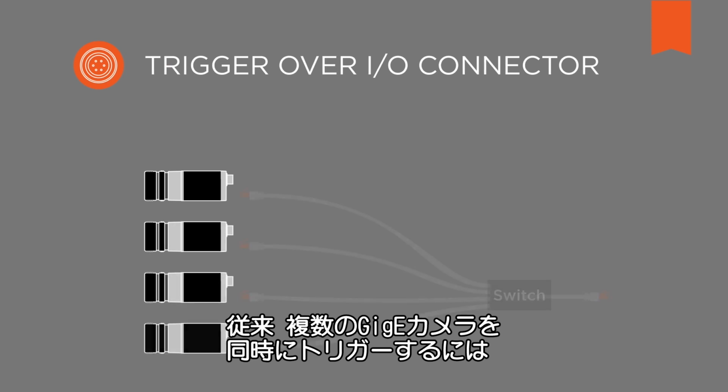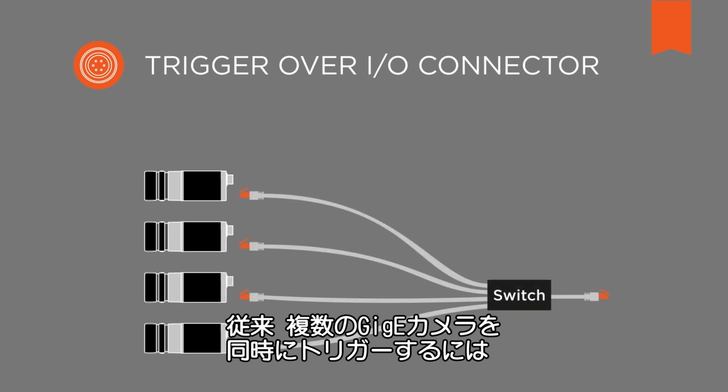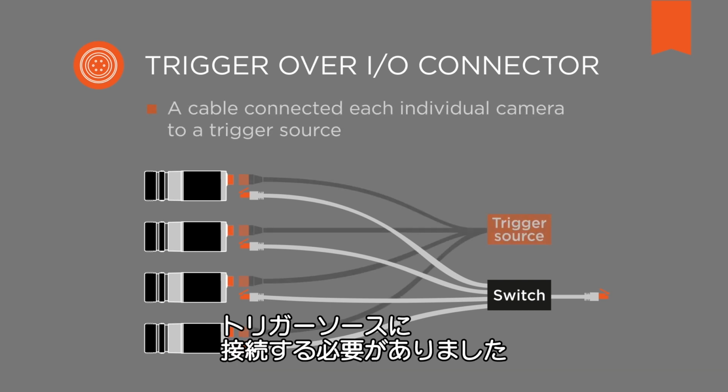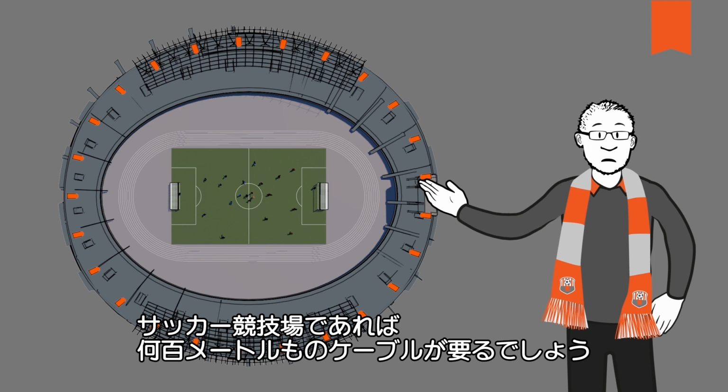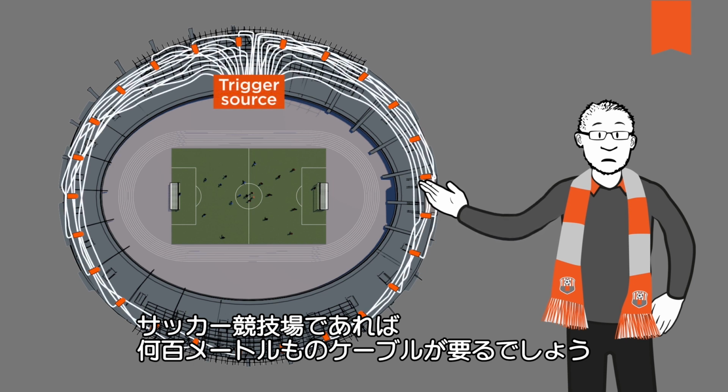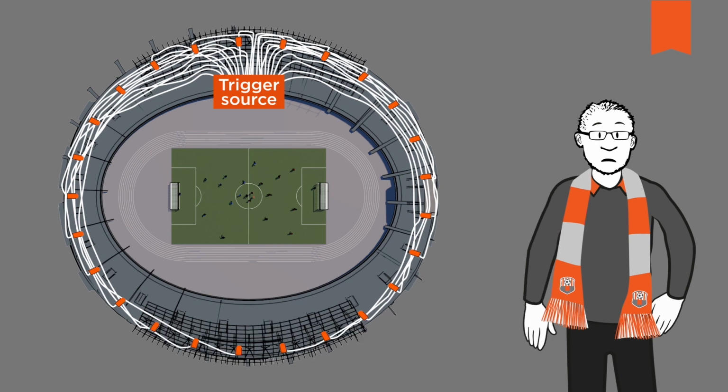In the past, triggering multiple GigE cameras at the same time required a hardwired connection via the camera's digital I/O connector. A cable connected each individual camera to a trigger source. Imagine this at a soccer stadium. You would have to use hundreds of meters of cables throughout the entire stadium.